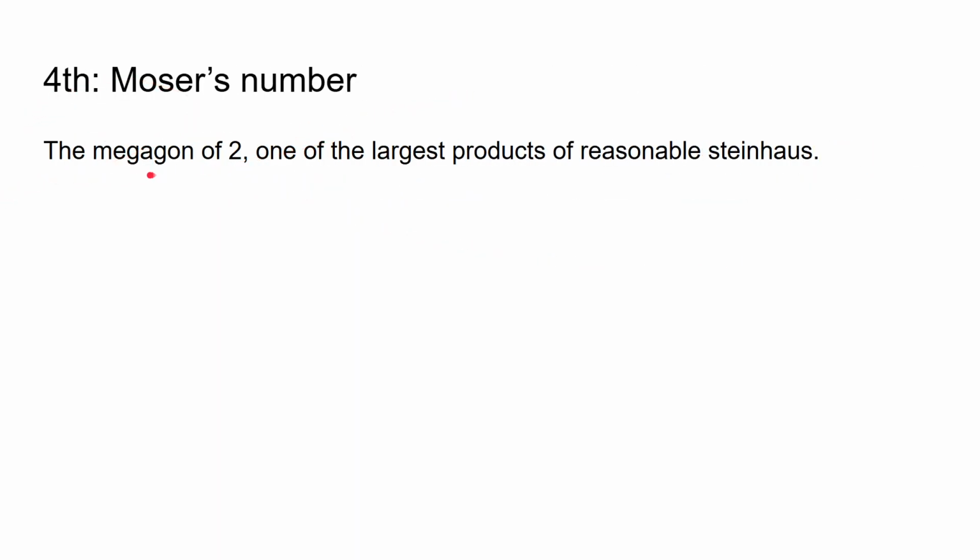Moser's number is the 4th. It is the megagon of 2. It is one of the largest in reasonable Steinhaus. It is extremely large, to the point where I cannot describe how large it is.